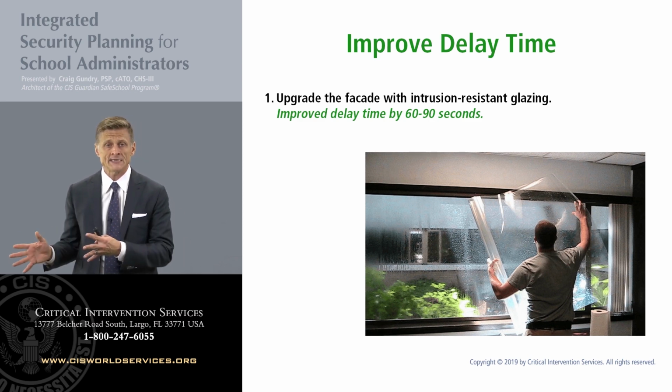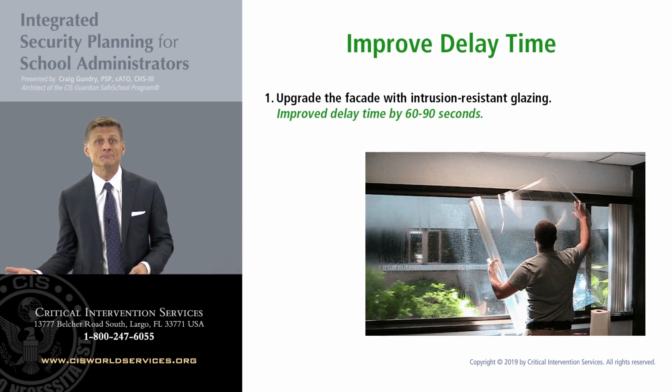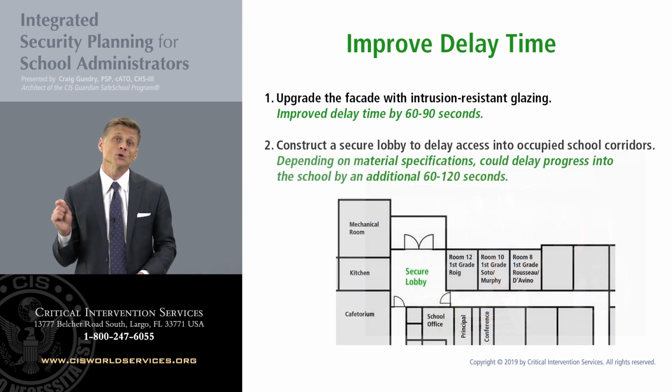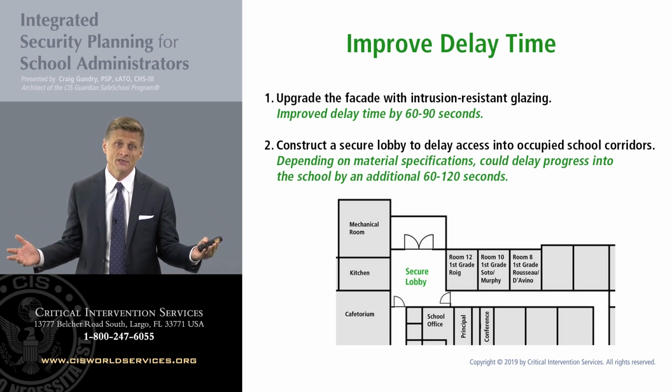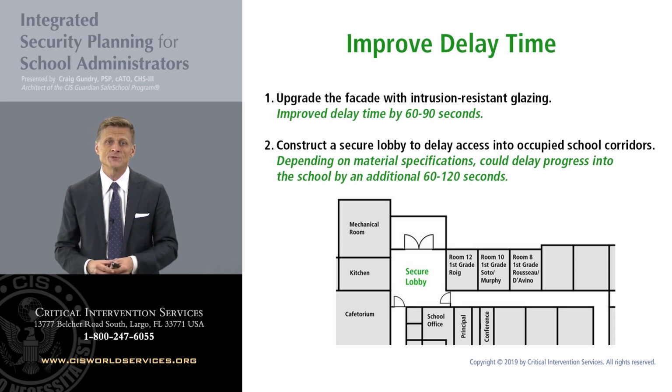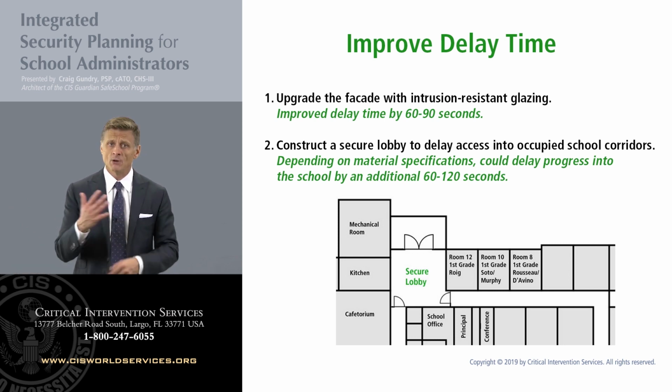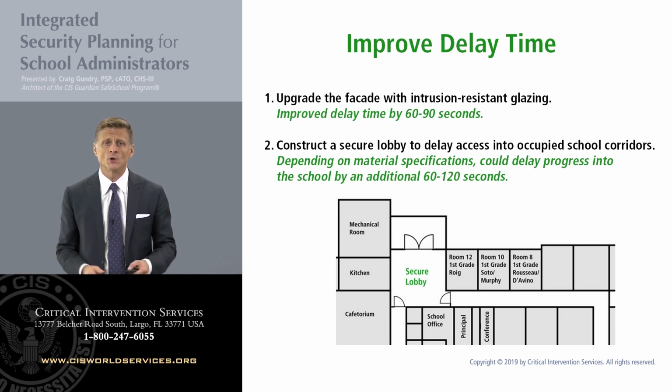That would have improved the delay time by approximately 60 to 90 seconds, depending upon Lanza's skill, depending upon the thickness of the film attachment and other similar variables. The second would be constructing a secure lobby in order to delay access into occupied school corridors, which, depending upon the materials that were used, the intrusion resistance, as it were, of those materials, could delay progress into the school by an additional 60 to 120 seconds, possibly even longer. But we'll say for conservative purposes, 60 to 120 seconds.